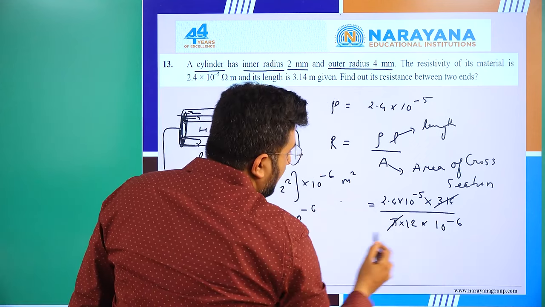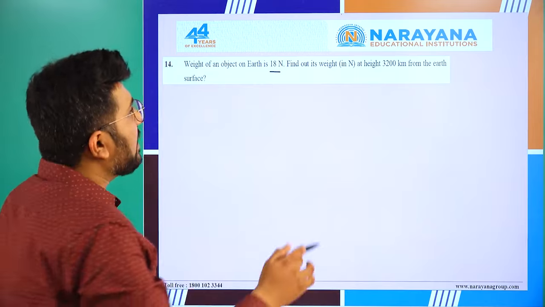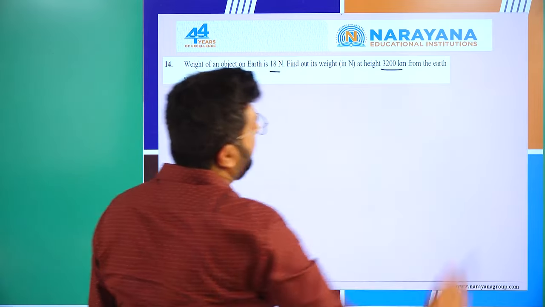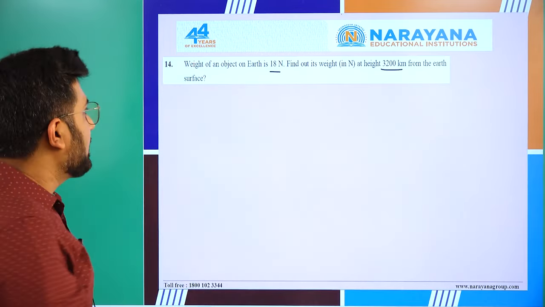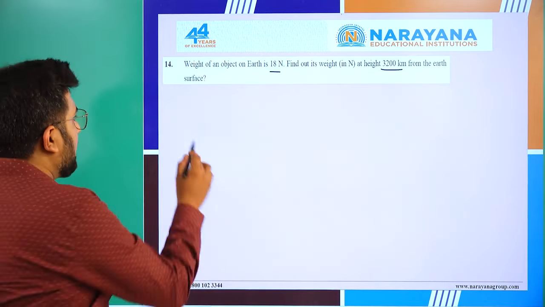Then what will be the weight of the same object at a height of 3200 kilometer from the earth's surface? Now for solving this question, we first need the radius of earth. The radius of earth is 6400 kilometer. That means the height that they have given is nothing but R by 2, where R is the radius of the earth.